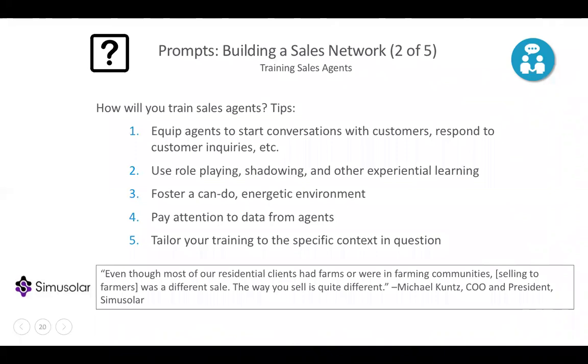Next, foster a can-do, energetic environment. It's good to rally agents towards shared goals. Pay attention to data from agents. Reward exceptional performance. And lastly, tailor your training to the specific context in question. For example, here's a quote from SimuSolar. Even though most of our residential clients had farms or were in farming communities, selling to farmers was a different sale. The way you sell is quite different.